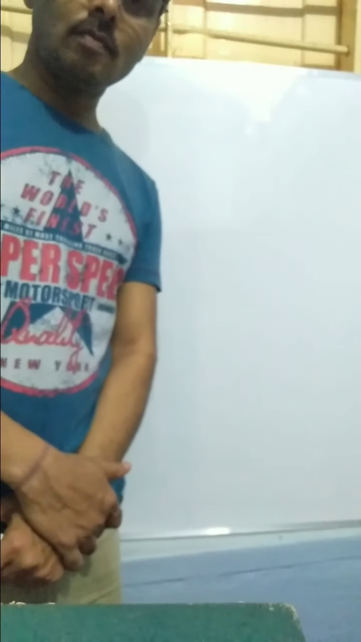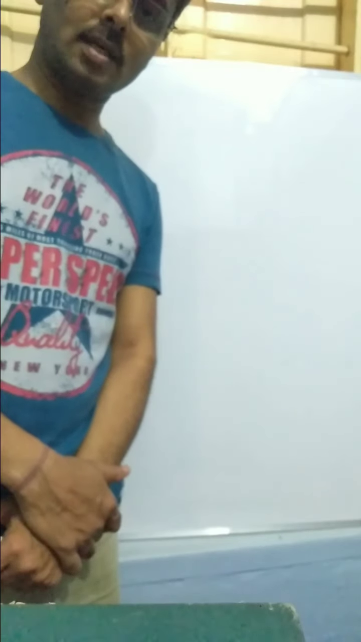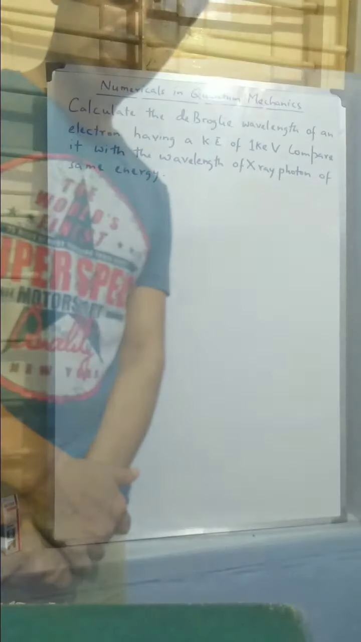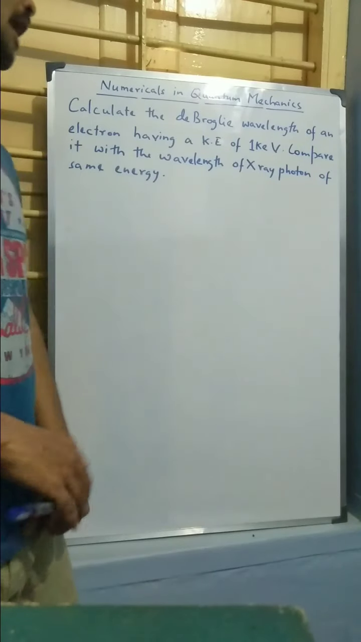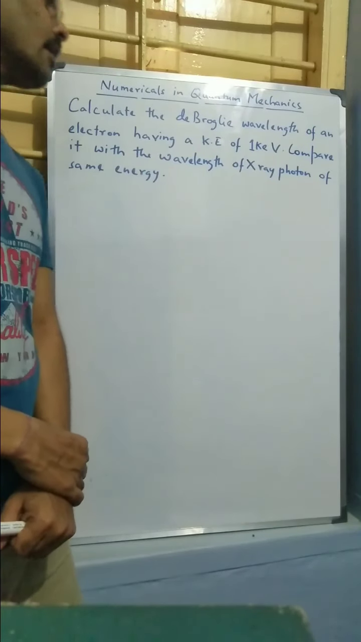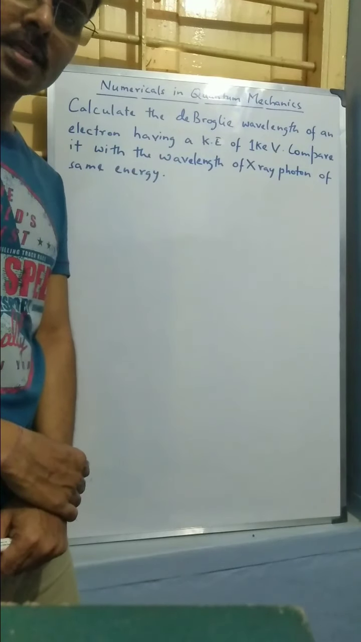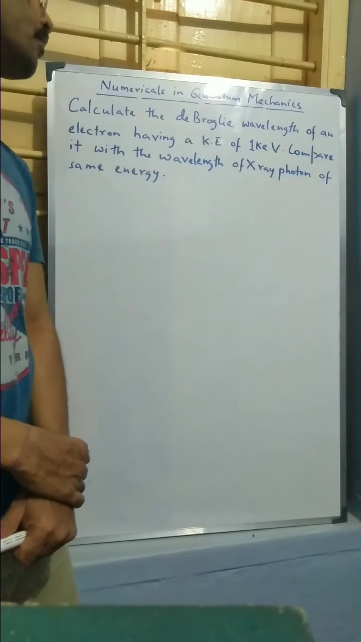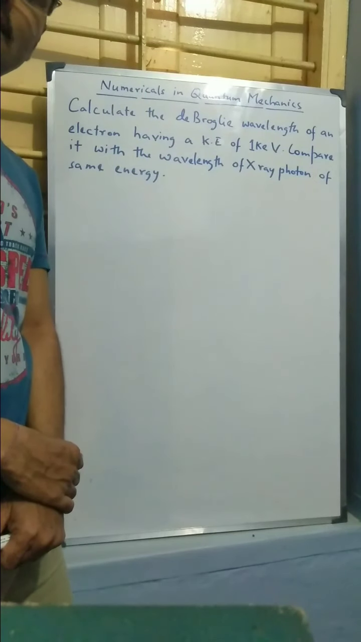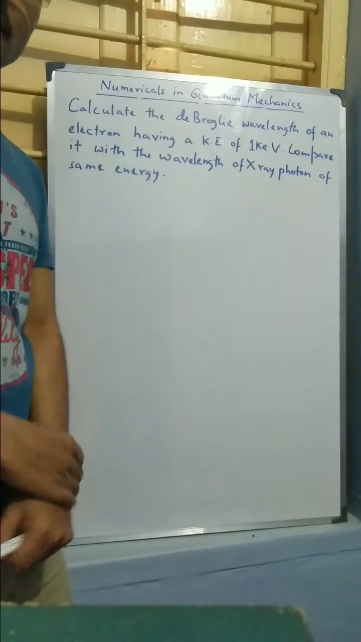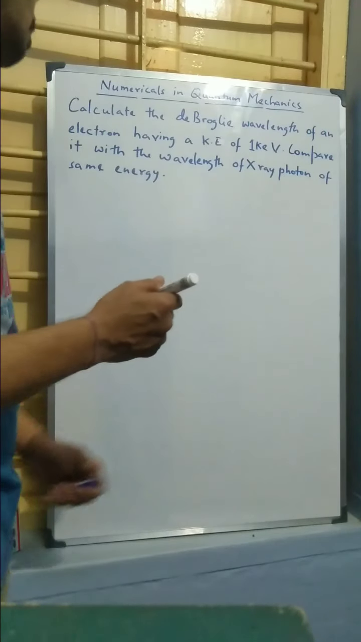So let us begin with a few of the problems regarding the Heisenberg uncertainty principle in this particular lecture. The first problem deals with the calculation of the de Broglie wavelength of an electron having a kinetic energy of 1 kilo electron volt, and we have to compare this with an X-ray photon of the same energy. The process is very simple. You can go on calculating.